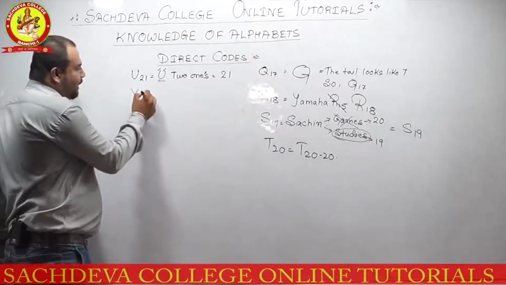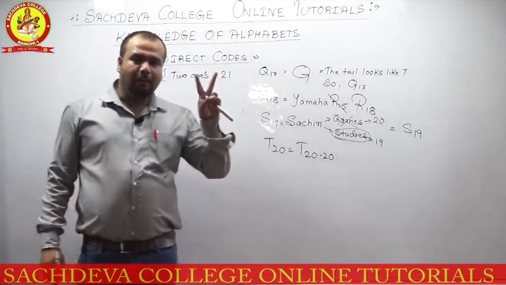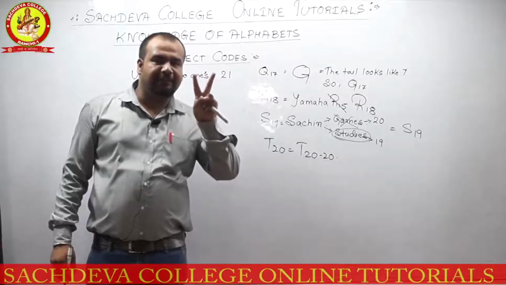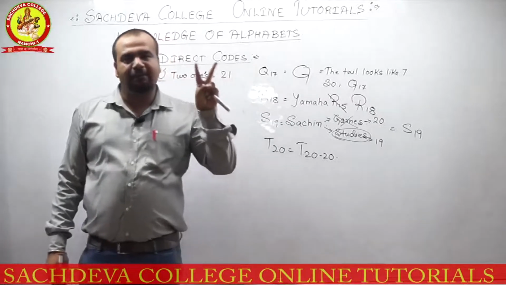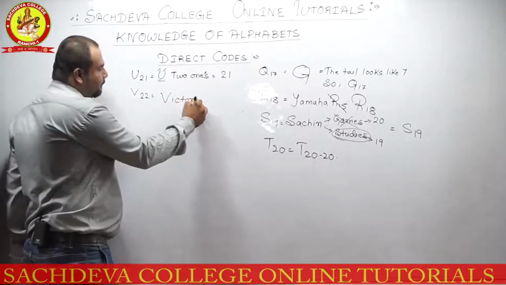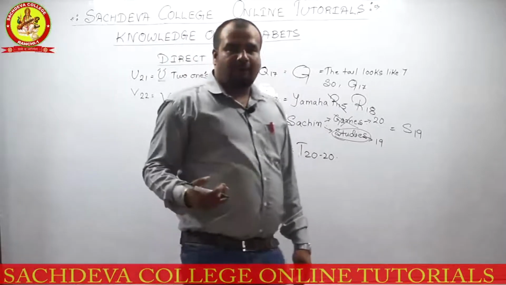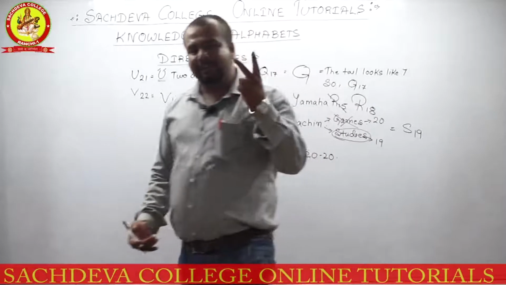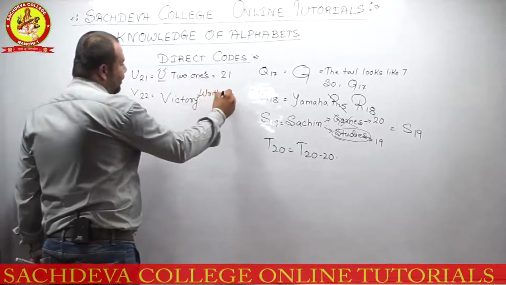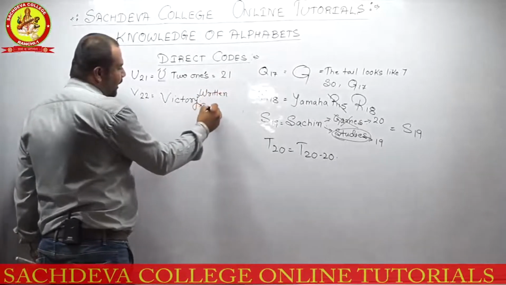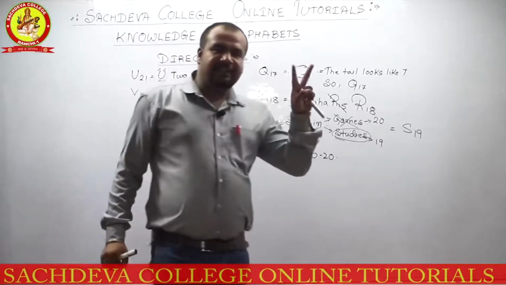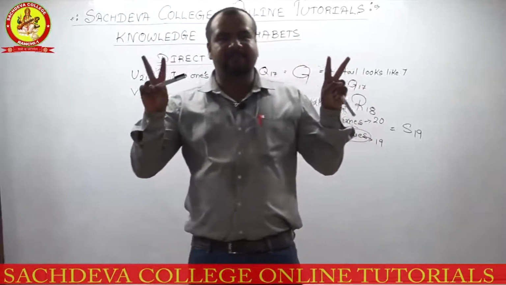The next alphabet is V22. V for victory. Yes or no? We have a word like V22, that is V for victory, and victory is related to 22. This symbol of V is related to victory. Now, when you talk about getting a job, you need 2 times victory. The first victory is required in your written examination, and the second victory is required in your interview.